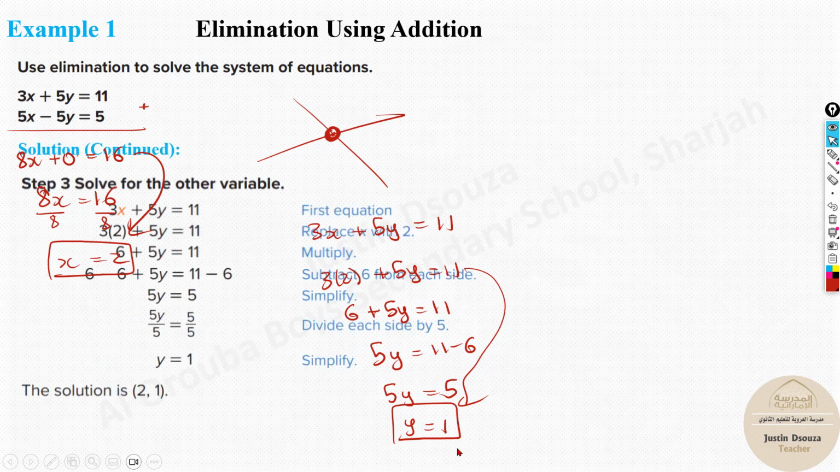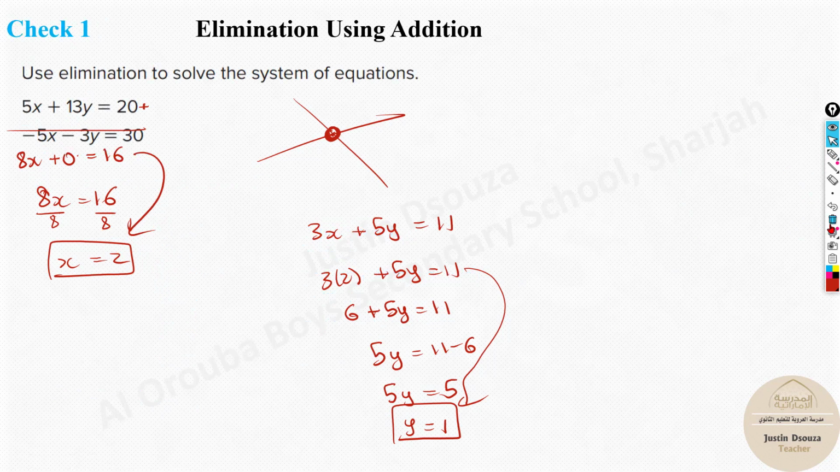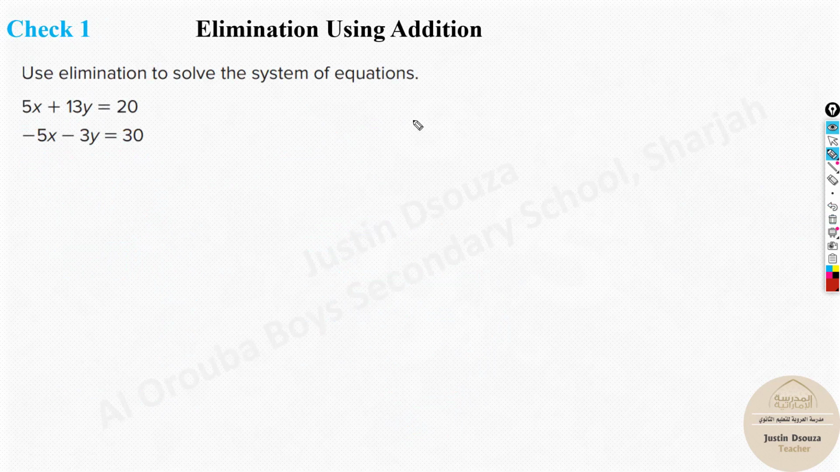The solution, by the way, at the end, generally, if it's in writing, you need to write this. The solution is 2 comma 1. Always remember, when you write the solution, the first one is x, the second one is y. Okay. Now we will try this by ourselves. Please pause the video, try it, and then continue watching. I hope you have at least tried a little bit.